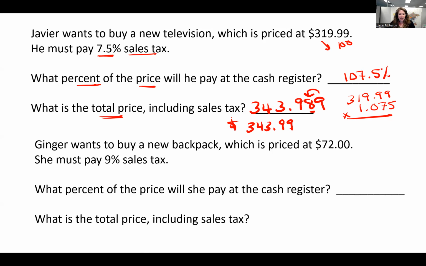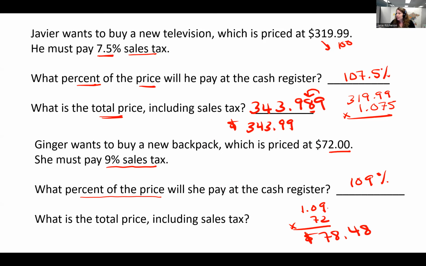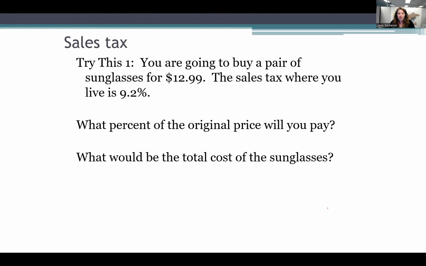All right, Ginger wants to buy a new backpack, which is priced at $72. She is going to pay 9% sales tax. What percent of the price will she pay at the cash register? She'll pay 100% plus 9%, which is 109%. So now we want to find the total price. We're going to turn 109 into a decimal, which is 1.09, and multiply that by $72. And our total is $78.48, according to my calculator.